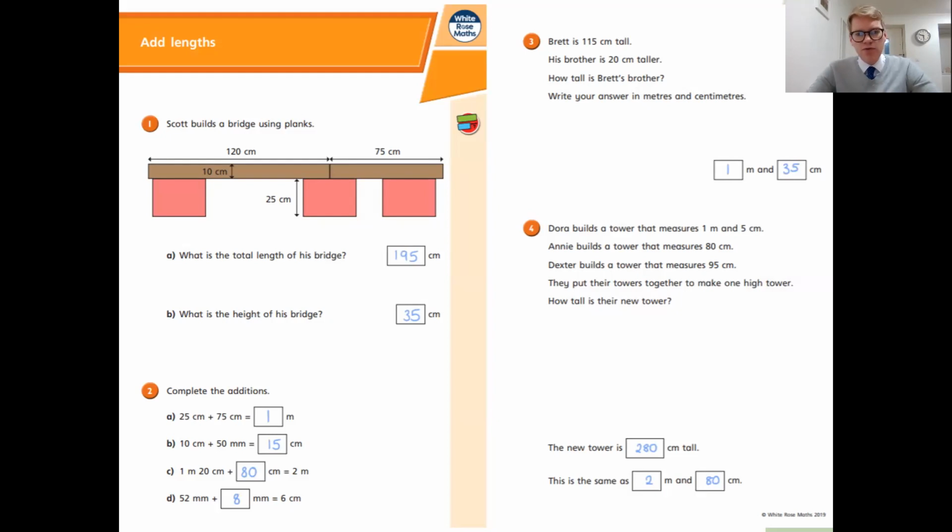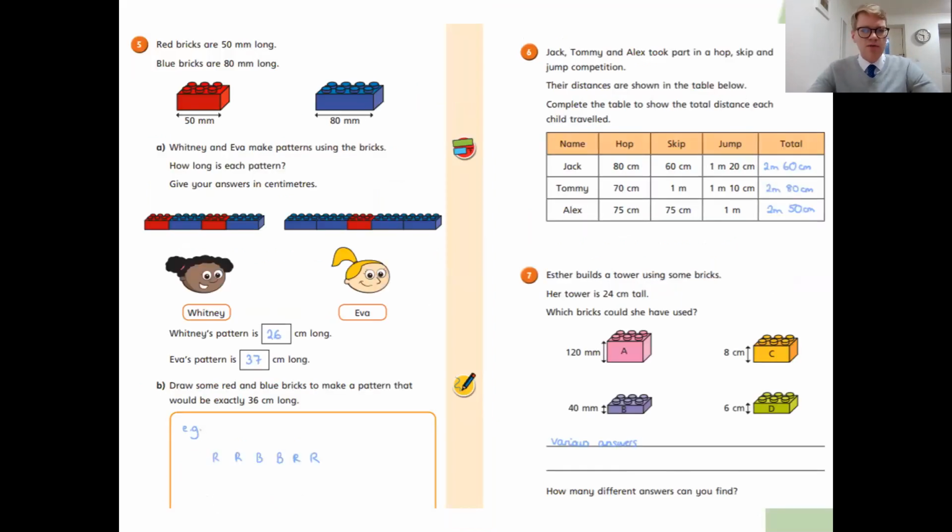I'm really pleased you've been getting on well with this. I'm sure you've been doing well at this at home. We're building on our knowledge all the time, aren't we? So we were looking at measuring lengths, then we were comparing lengths, now we're adding lengths. And tomorrow we're going to be thinking a little bit about subtracting lengths. So that's the next thing we're going to be thinking about. So have a really good go at this in the classroom, at home, and give it your best go.